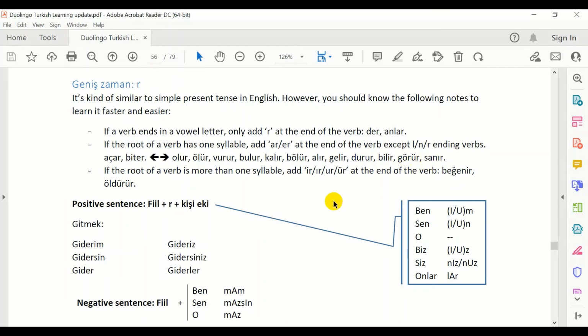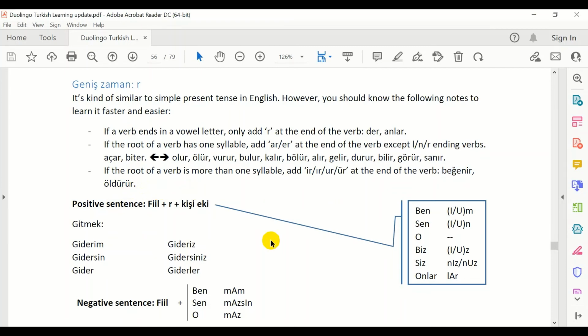Well, and third point, if the root of a verb is more than one syllable, add one of these suffixes considering the four-way vowel harmony at the end of the verb. For example, beğenmek. So at the end of the root we only add this suffix considering the vowel harmony. Beğenir. O beğenir. He likes. Or öldürmek. Öldürür.